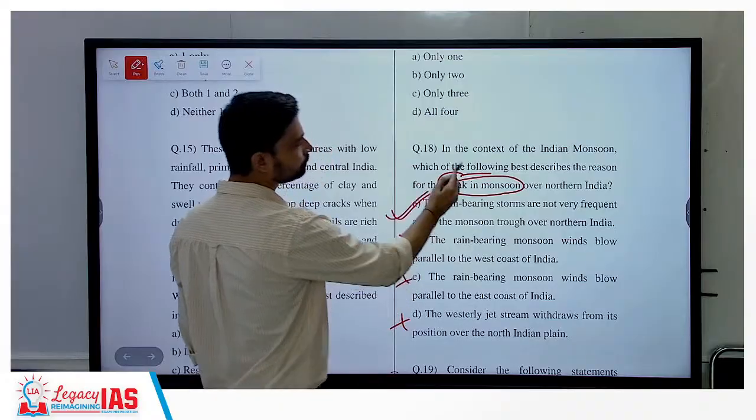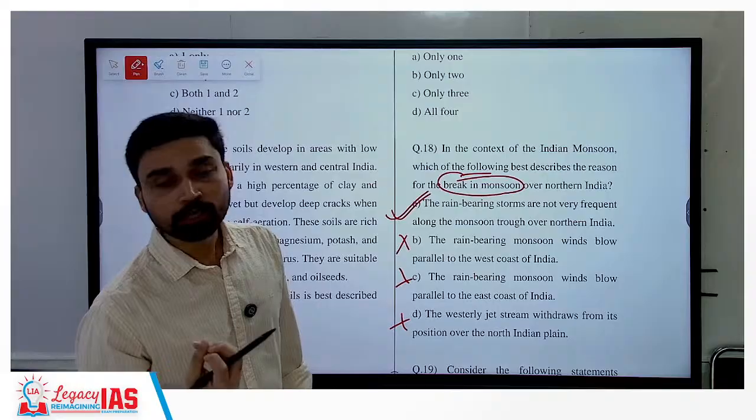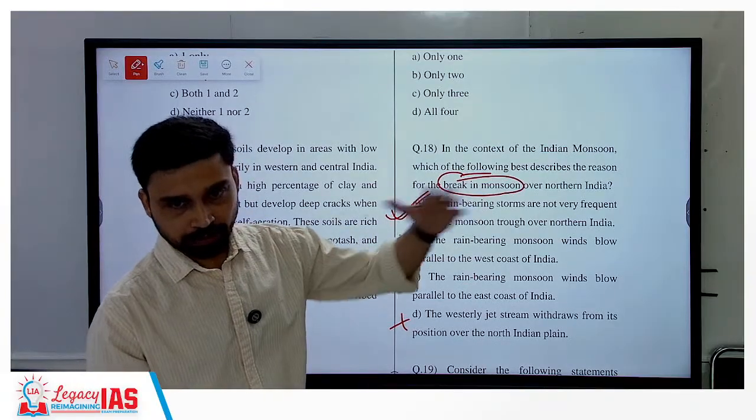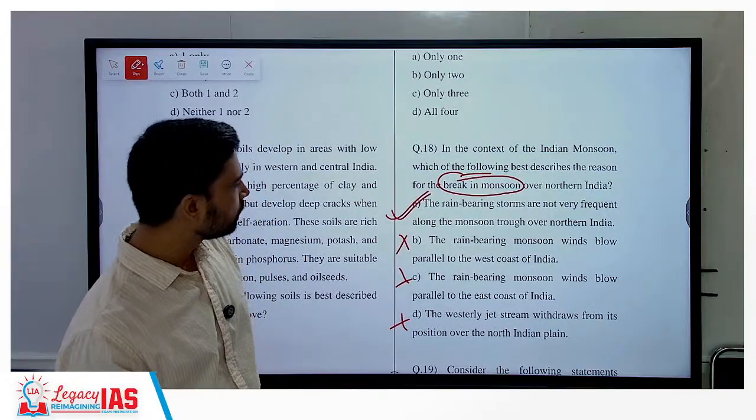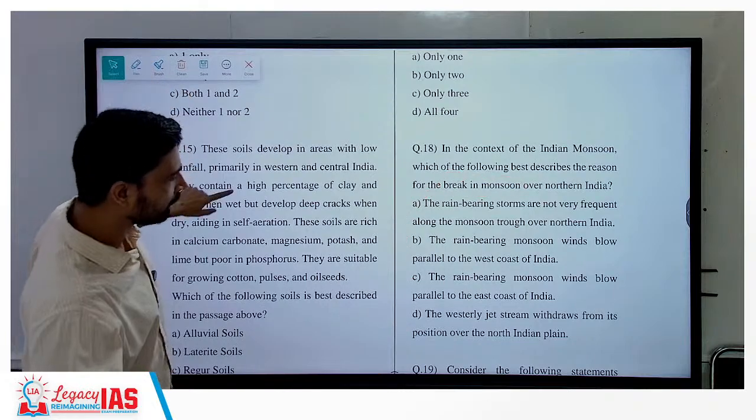What is the correct option? Because pressure does not remain same. The intensity of low pressure, we can say, does not remain same. That's why the winds are not able to bring the rain-bearing storms to North India. So correct option is A. Okay, they are not very frequent because low pressure keeps on collapsing.